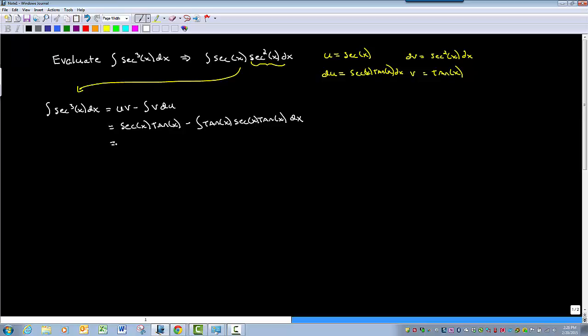What we're going to do in here is replace the tangent squared, so maybe I'll write that out for you here. Okay, just like that. And now tangent squared is secant squared minus 1. And where does that come from? Let me explain where I get that.